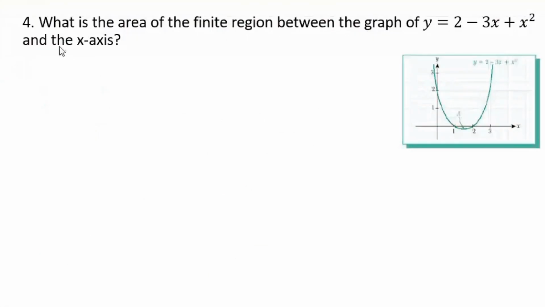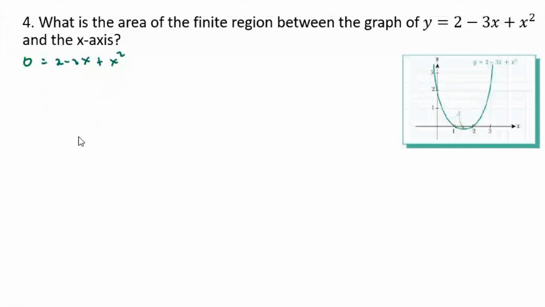Okay, number 4. What is the area of the finite region between the graph of y equals 2 minus 3x plus x squared and the x-axis? Since the value of the limits is not given, we are going to solve that by equating the equation to 0. So I can write 0 is equal to 2 minus 3x plus x squared.